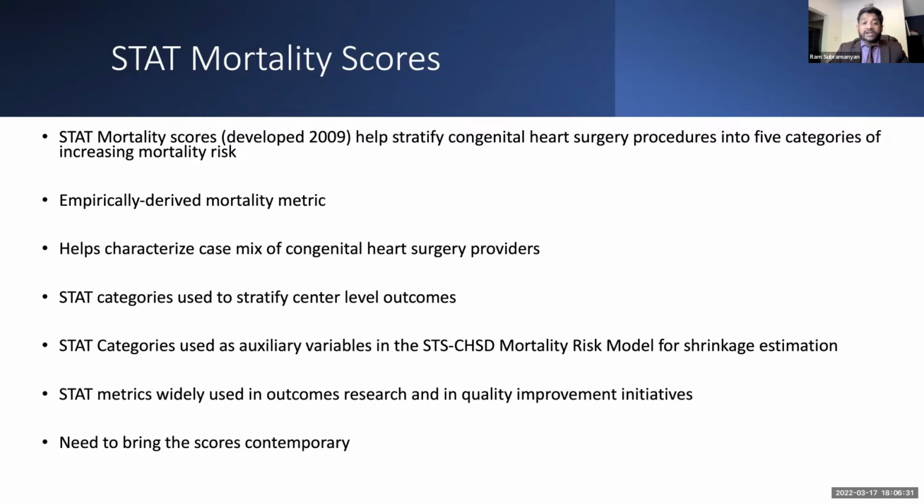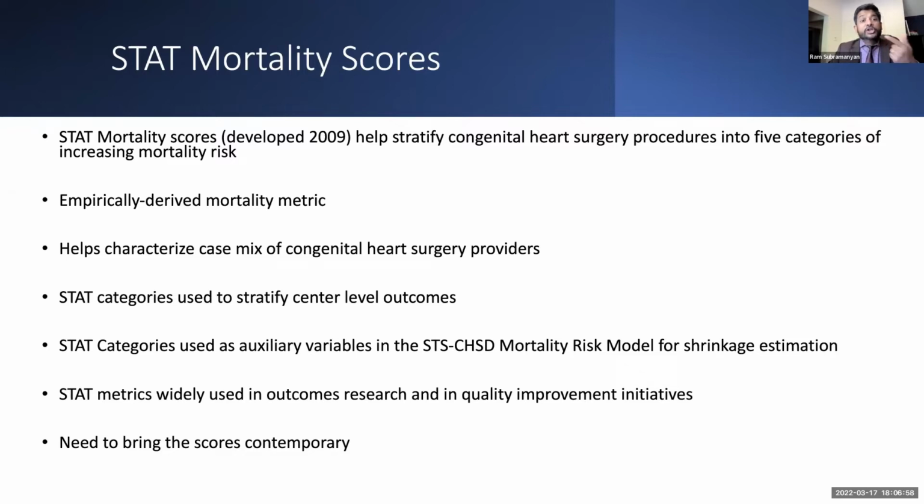The stat metrics are widely used in outcomes research as well as in quality improvement initiatives. In fact, most surgical publications now utilize stat metrics in some form or another. For all these reasons, having contemporary stat mortality scores is crucial, particularly because since the mortality scores were established in 2009, number one, practice patterns have changed. There is an era effect.